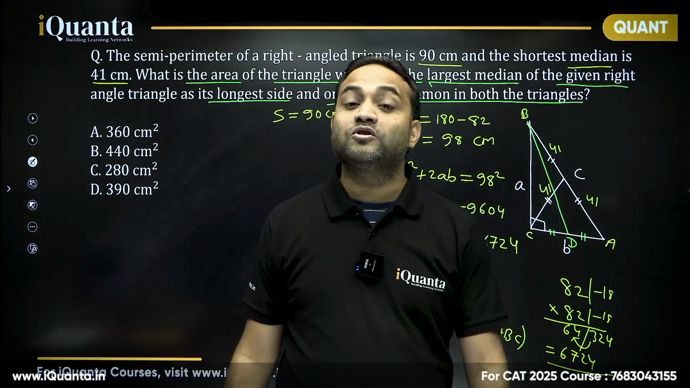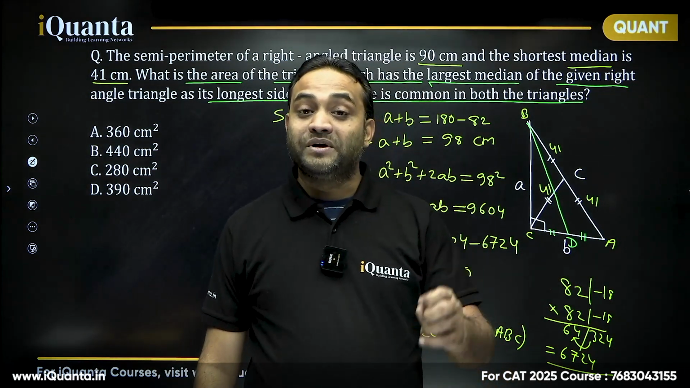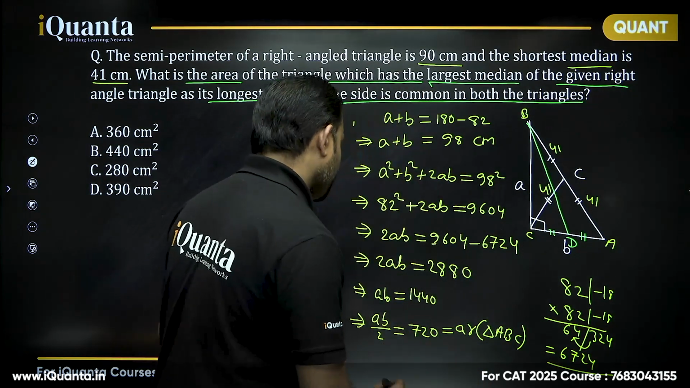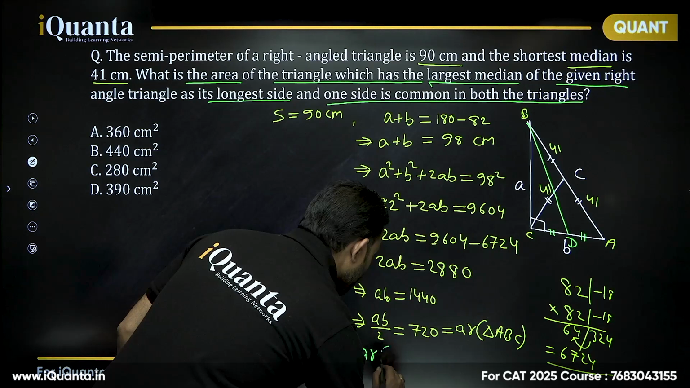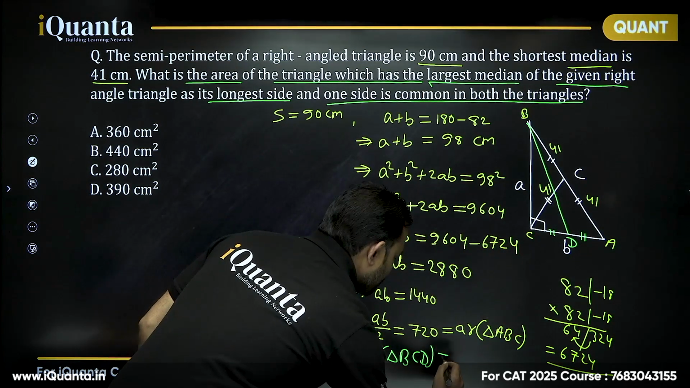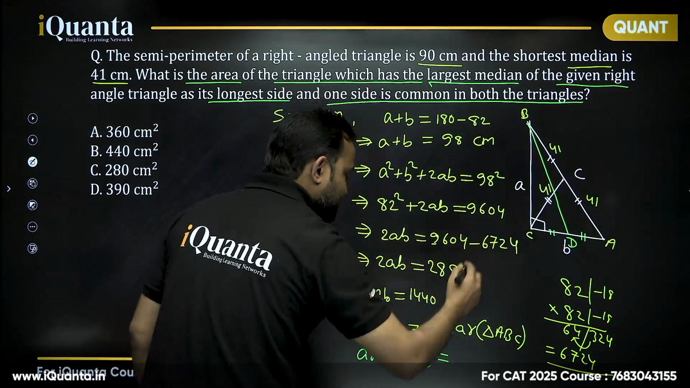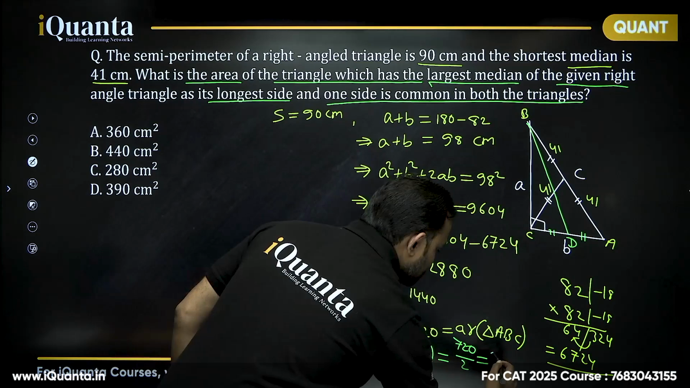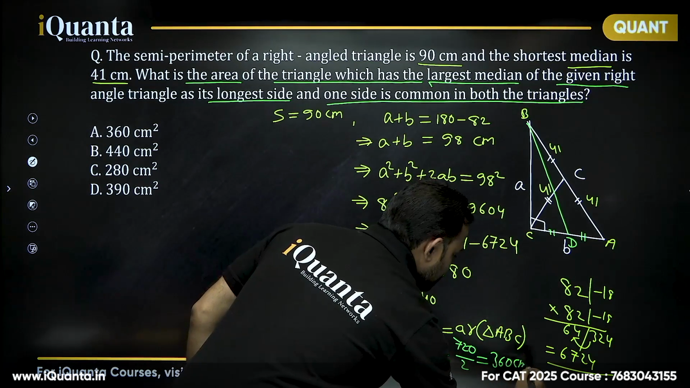And what do we know about the median? That a median divides a triangle into two equal areas. So if we need to find the area of triangle BCD, this will be nothing but half of triangle ABC, which is 720 by 2. So our answer is 360 centimeter square.